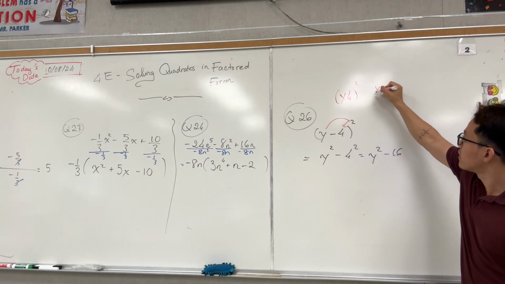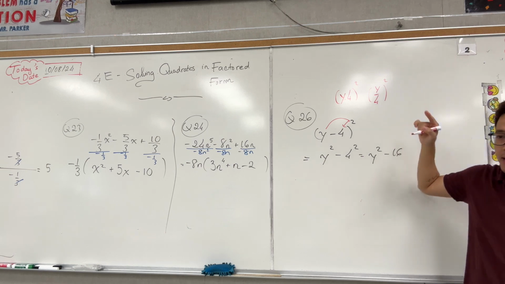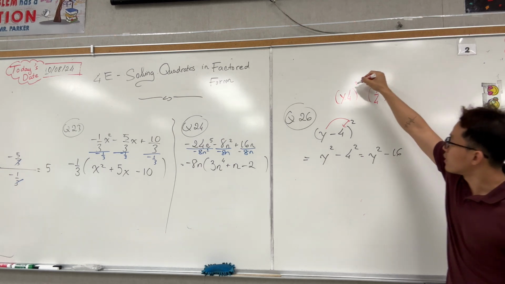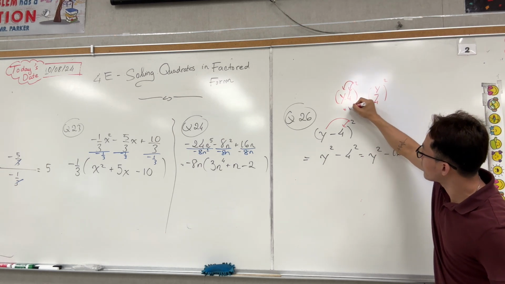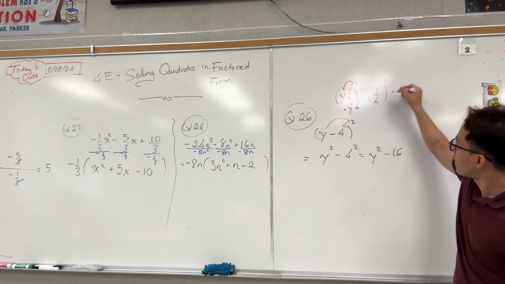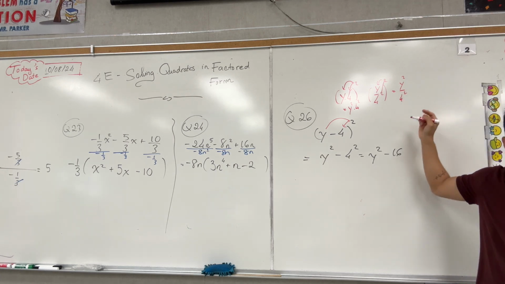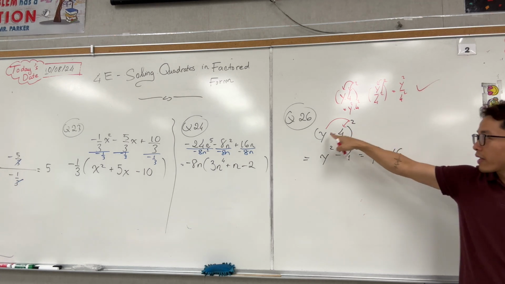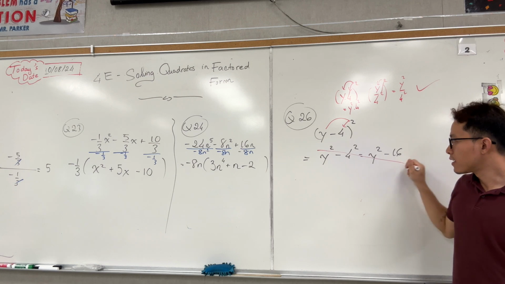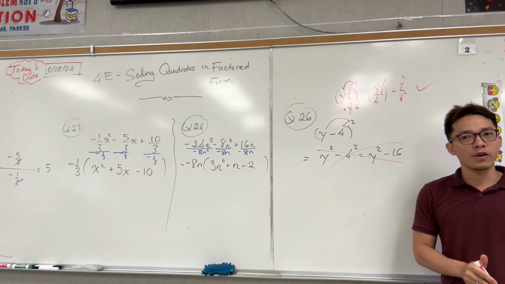Multiplication or division, then you can distribute the power. This one is going to become y square, 4 square. Or this one, you can distribute the power, you're going to have y square over 4 square. Yes, you can do it. But when you see subtraction and addition, you cannot do it. It's really totally wrong, okay?